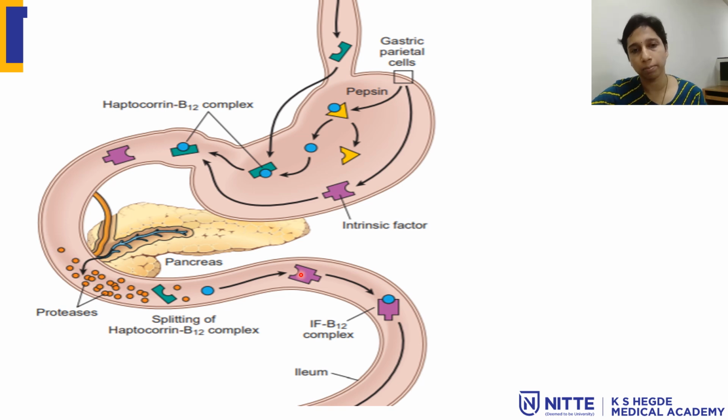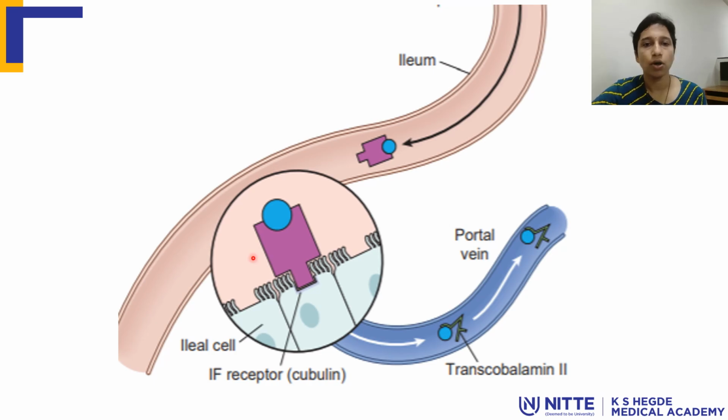In the ileum, this will bind to the intrinsic factor. This intrinsic factor is actually synthesized in the stomach, but binding will take place in the ileum. So what happens in the ileum? The vitamin B12, which is bound to intrinsic factor, will be absorbed through the ileal enterocyte. The receptor required for this process is cubilin, which is there in the ileum. Once it is absorbed, it will enter the blood, binding to transcobalamin, which is a transport form of vitamin B12.